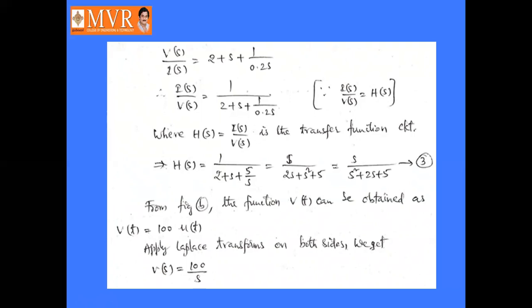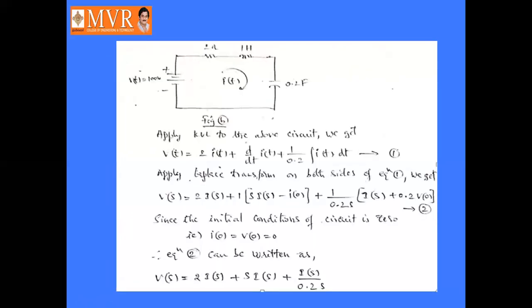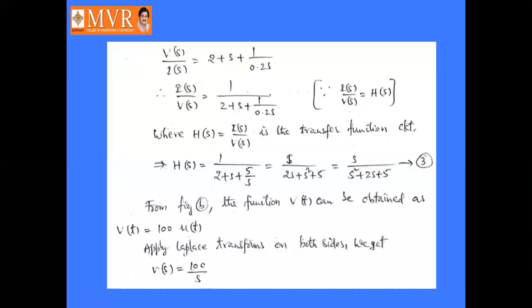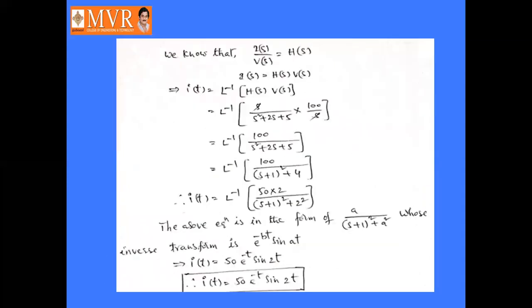From figure B, the function v of t can be obtained as 100 volts, so v of t is 100 into u of t. Here also we are applying the Laplace transform on both sides. We get V of s is equal to 100 by s. But we know that I of s by V of s is equal to H of s, so I of s becomes H of s into V of s.